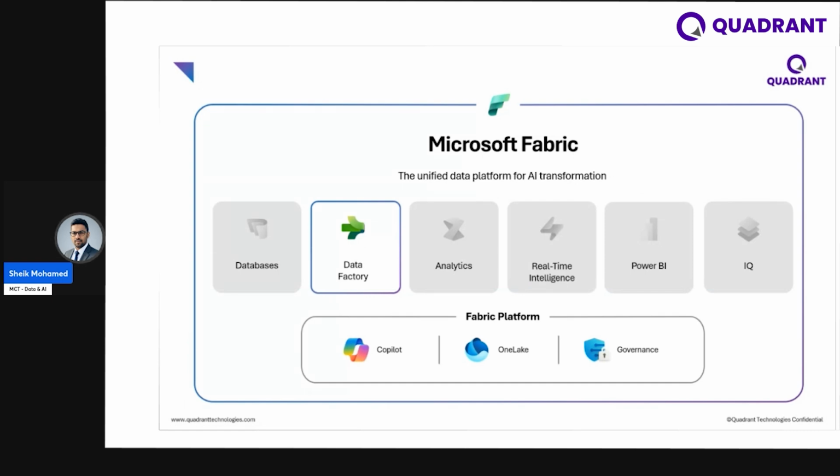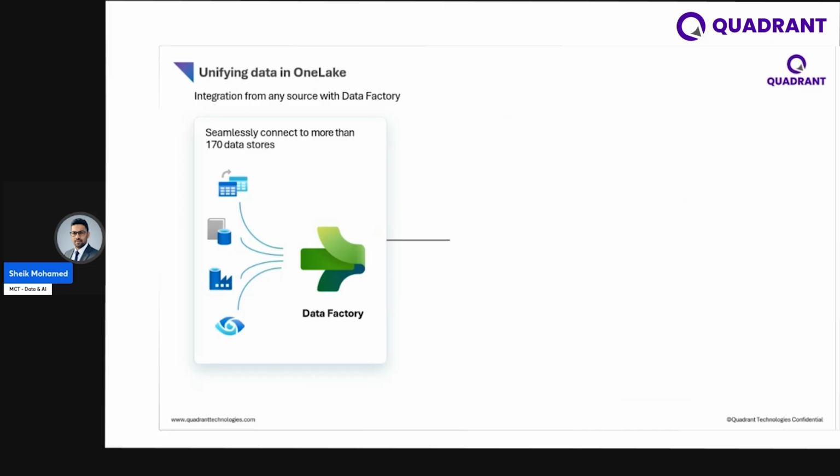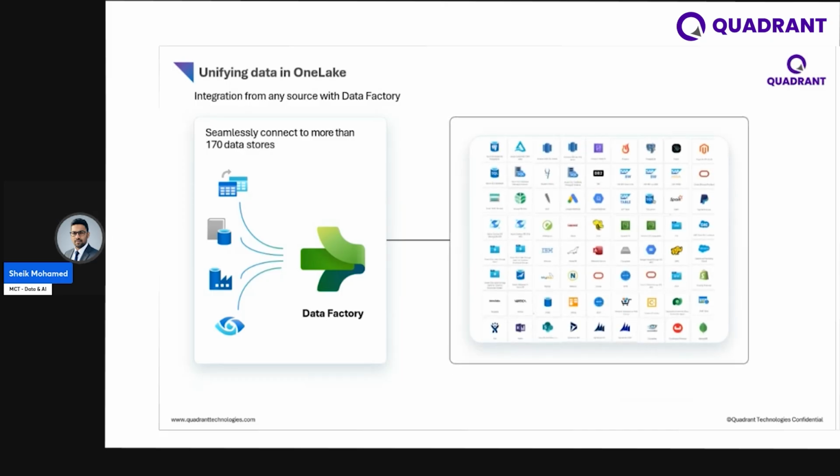We have seen, we looked at the unification part with shortcuts, mirroring, and we also looked at the real-time intelligence capabilities as well. Now, when we move on to processing and harmonizing your data, we have Data Factory within Fabric. Much like Azure, the similar experience as you may have seen in Azure, we have the same experience within Fabric, with more than 170 or 200 plus connectors seamlessly available right within the Data Factory experience. So you can take a look, and the integration is quite possible to any connector that you may want to connect within the Data Factory to try and unify your data within One Lake.